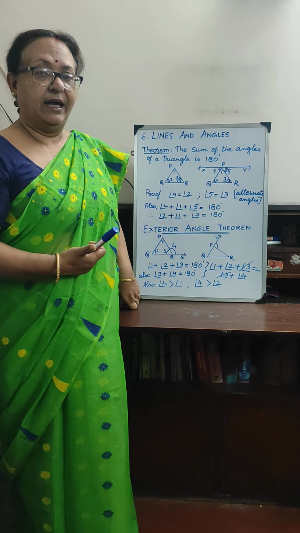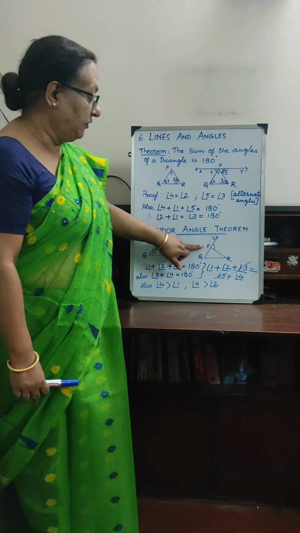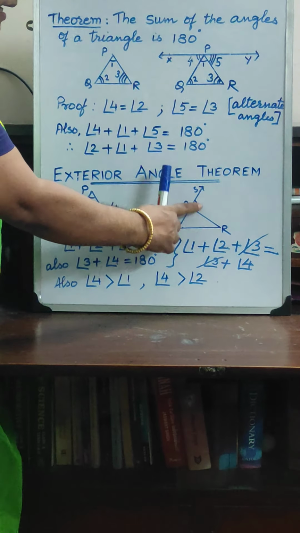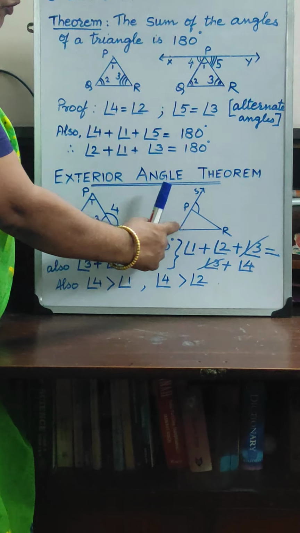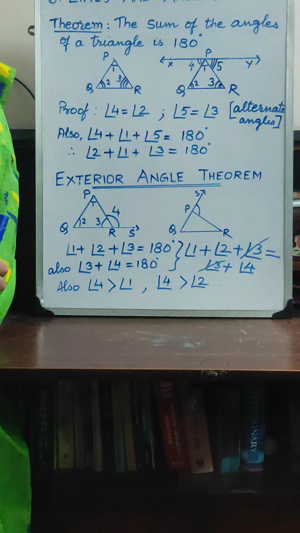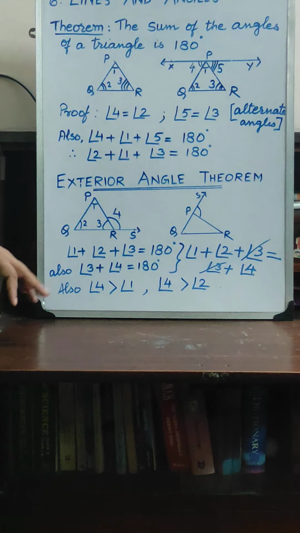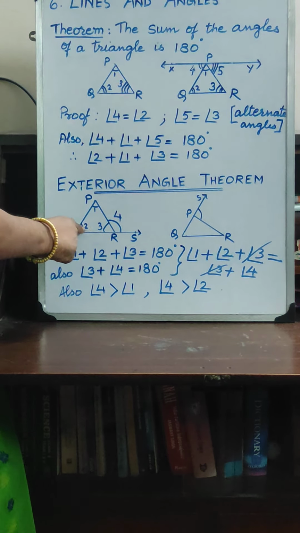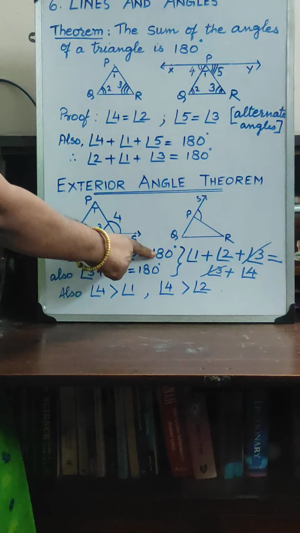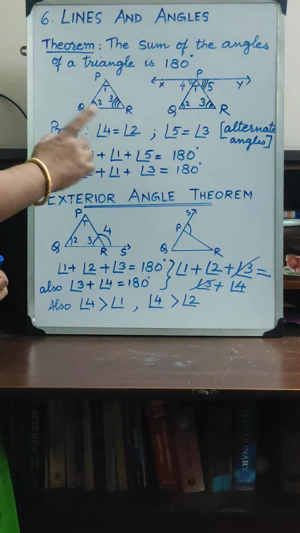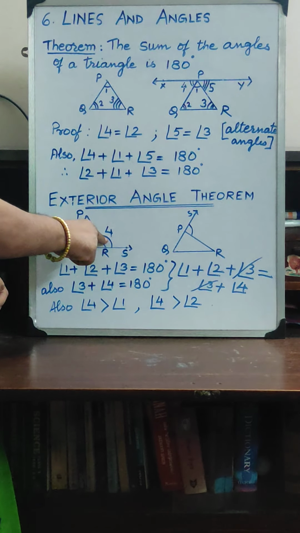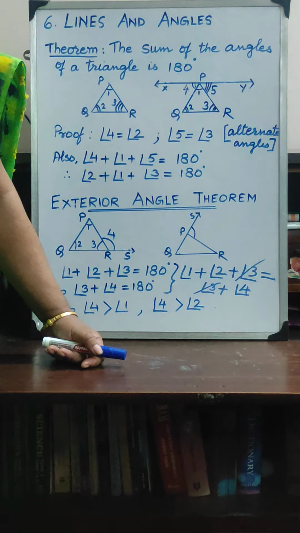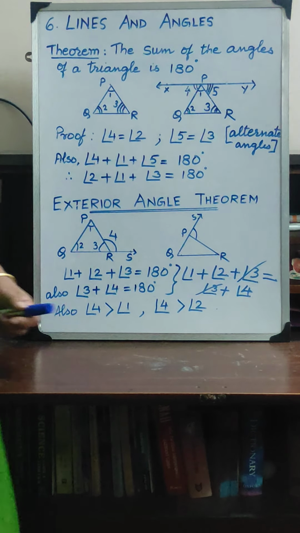Any side of the triangle can be produced. You have another figure. Here this side QP is produced. So this angle is the exterior angle of triangle PQR. Again now see children, we have angle 1 plus angle 2 plus angle 3 is 180 degrees. We have just seen before. Again angle 3 plus angle 4 is also 180 degrees. Why? Because they form a linear pair.